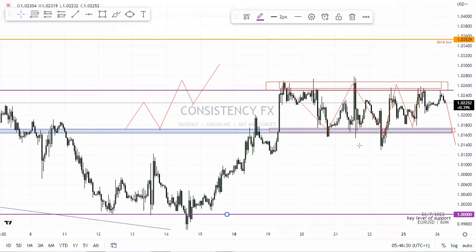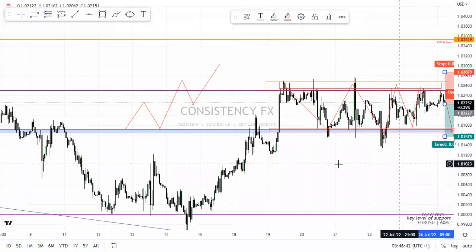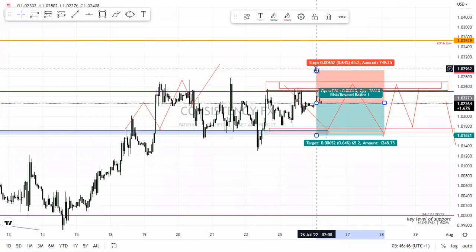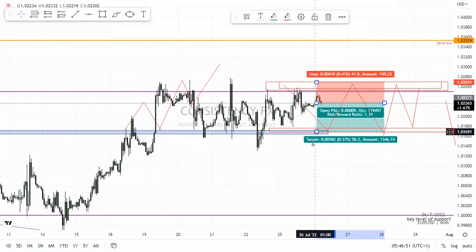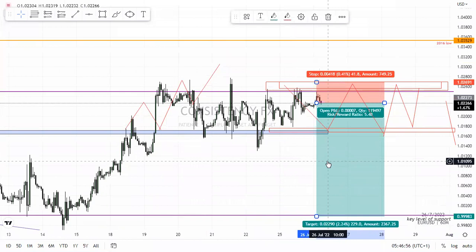So what would you want to do if you wanted to take a trade? For me, I would rather sell and have my stop loss right above the range. I'll sell like this, have my stop loss above resistance, something like this, and then my first take profit at the support level. Second take profit would be at probably the next key support level down there, which is at $1. Okay guys, so that's it.